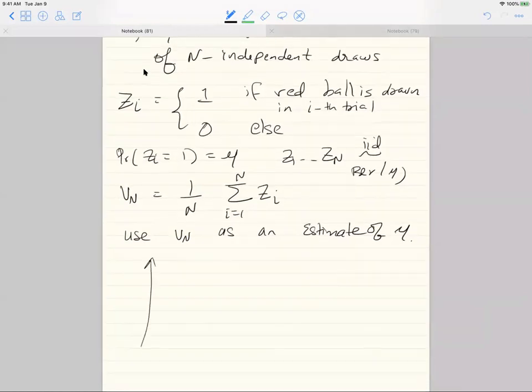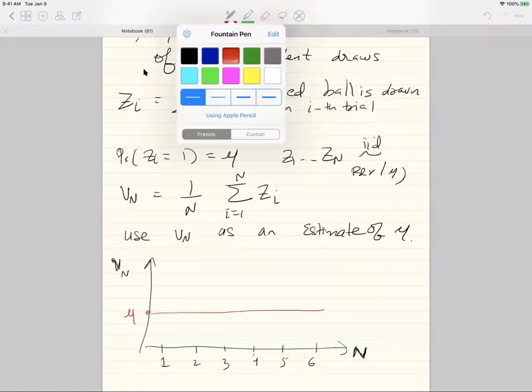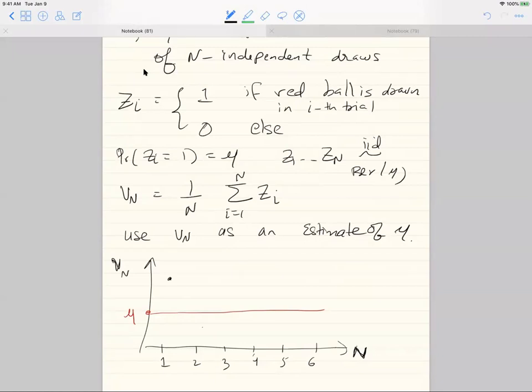So the picture you should have in mind is the following. Let's say this is n, and we sketch Vn as a function of n. And let's say the true value of mu is somewhere here. Then a sample sequence for Vn may look like this, based on the actual random outcome. The point here is that as n becomes larger and larger, Vn will tend to become closer and closer to mu. So it will become a better and better estimate of mu.